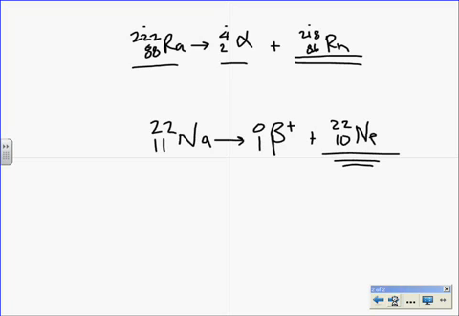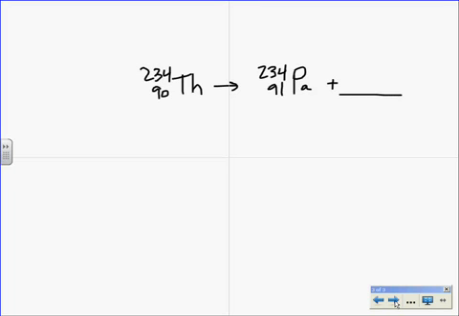All right? Now there's one last way that these can be presented to you, and it can be, can you find the other particle? So if we did an example where, say, we started off with thorium-234. Thorium is element number 90. And I said thorium-234 has decayed and it's changed into protactinium-234. Protactinium-234 looks like that. What's the particle? What kind of radiation did it give off in order to do that?